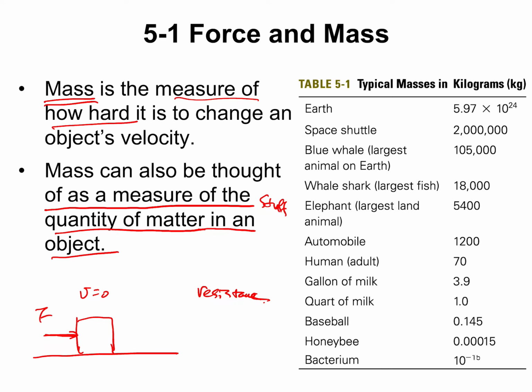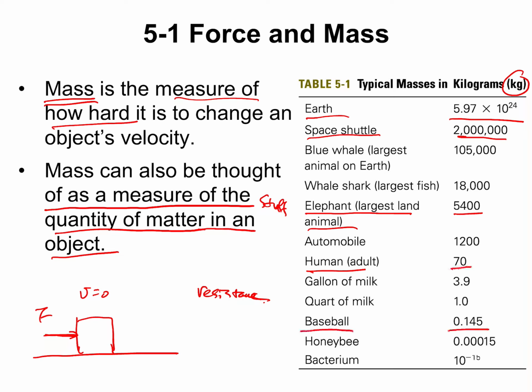This table tells you the mass of different objects. Earth is a huge object, so its mass is very big, very massive. There is also the mass of a space shuttle. An elephant is about 5,400 kg. The unit for mass is kg, kilogram. And an adult human is about 70 kg.